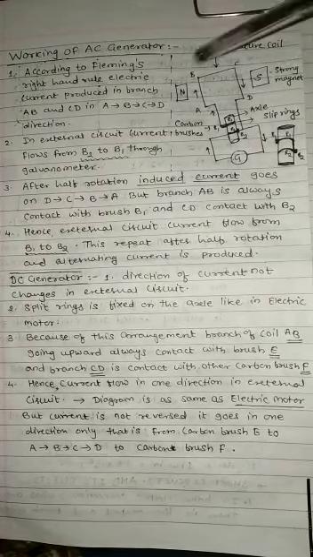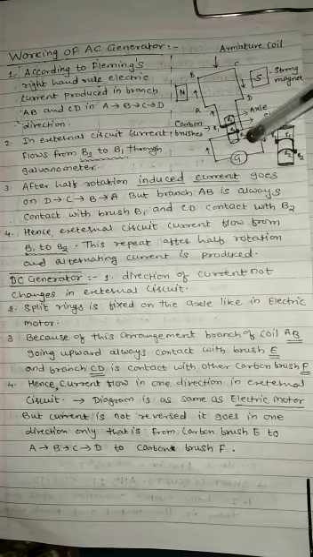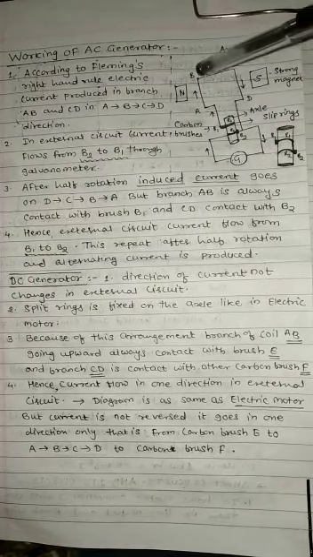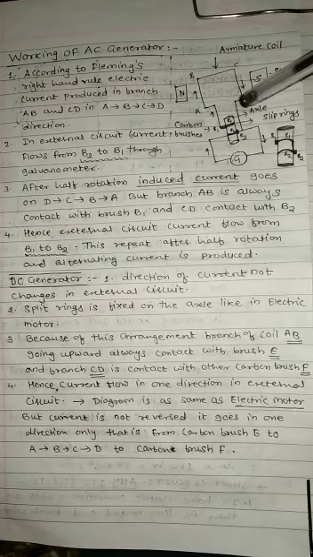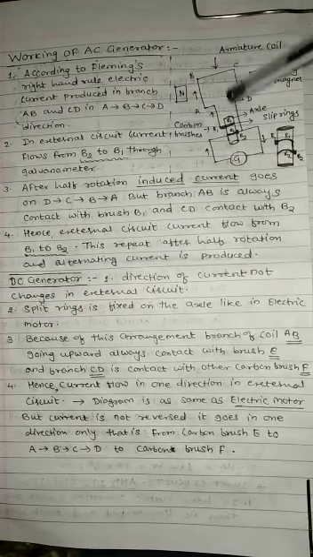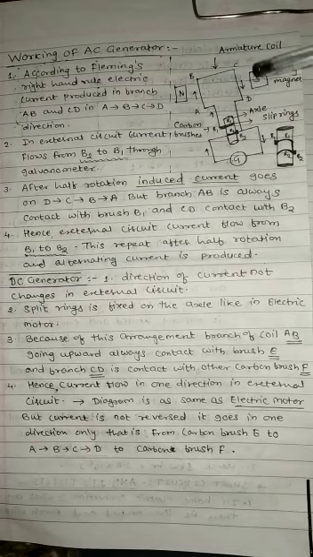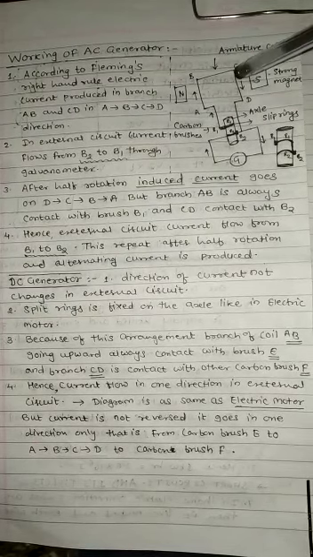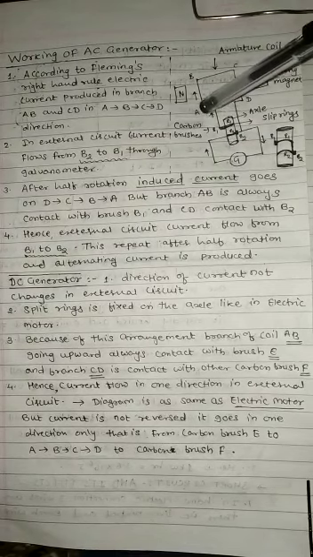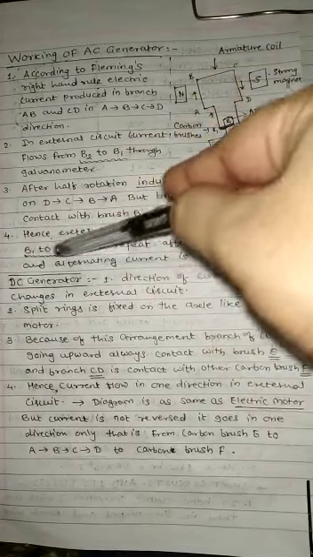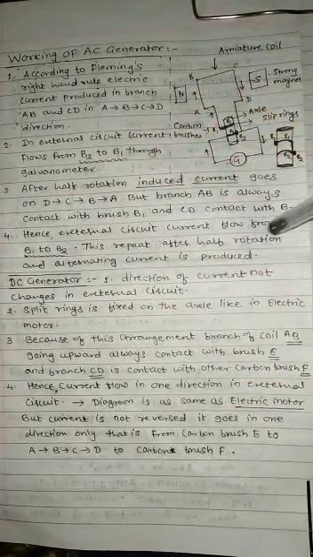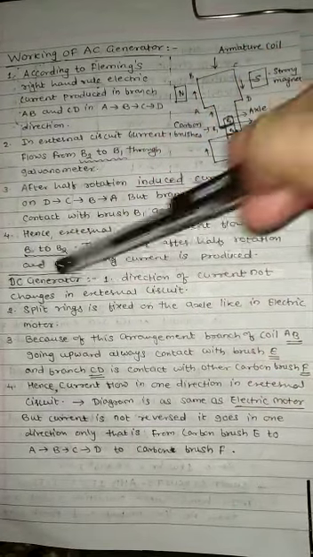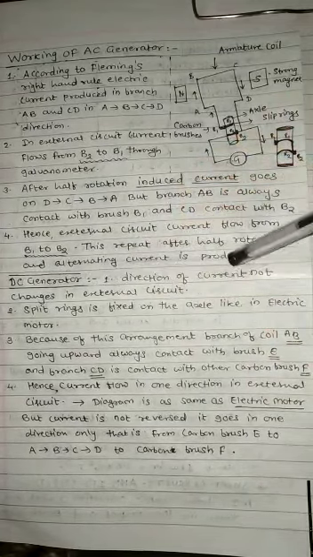So what is the first rotation? The first rotation is from B2 to B1, from A to B, B to C and C to D. And after half rotation, the direction of current is changed, that is from B1 to B2, like D to C, C to B and B to A. Hence in the external circuit the current flows from B1 to B2. This repeats after every half rotation again and again, and alternating current is produced.